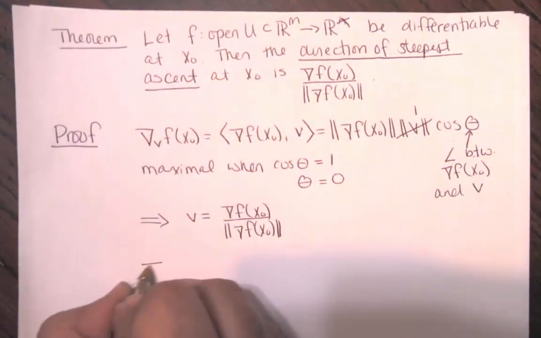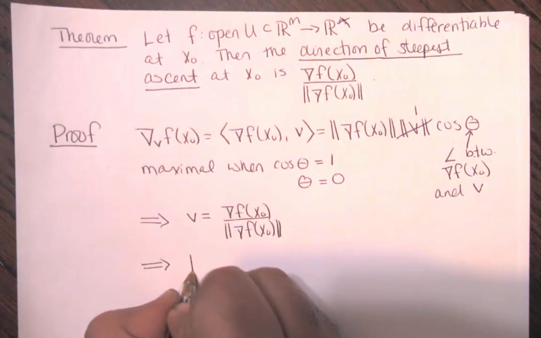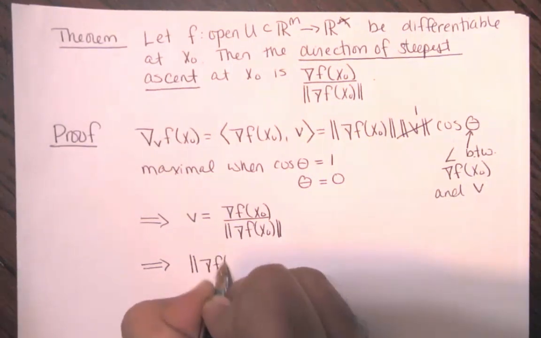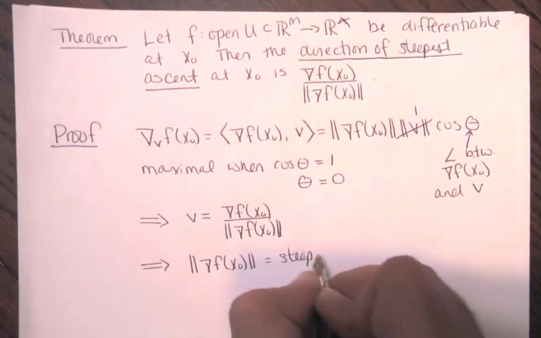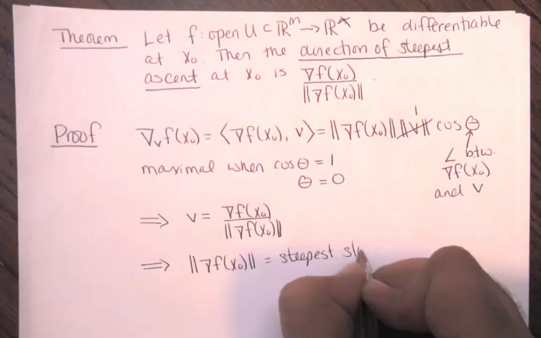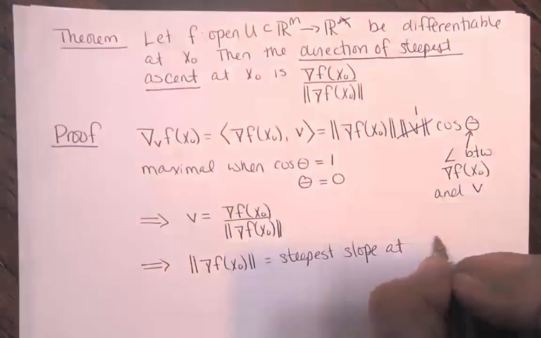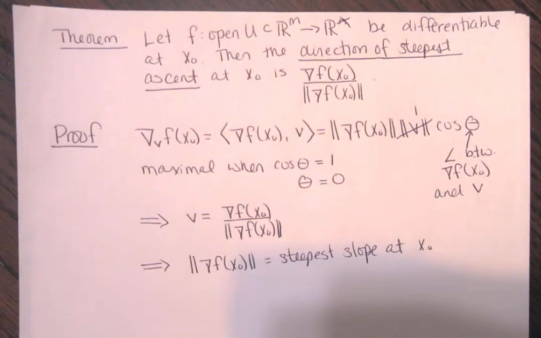Now it also implies that the norm of the gradient is equal to the steepest slope at x naught. And in fact, this concept of steepest slope and steepest ascent is still used by mathematicians who study optimization as an iterative method to ascend to a maximum or descend to a minimum of functions.